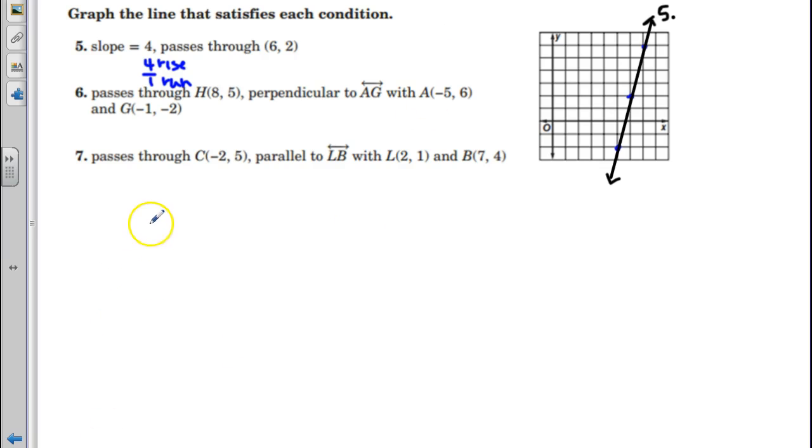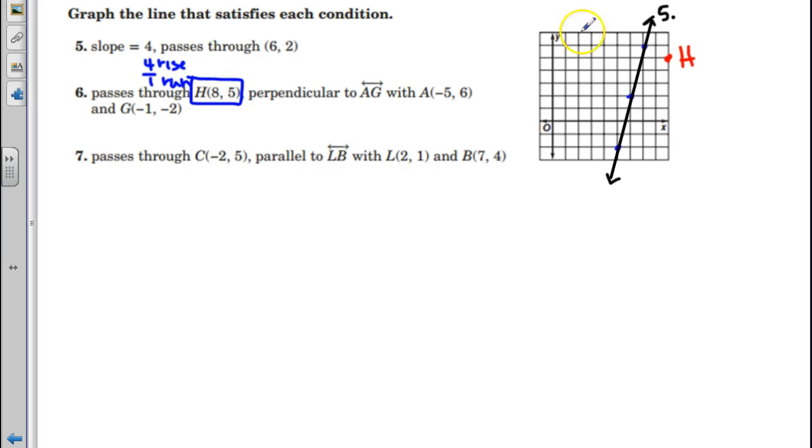All right, let's look at the next one. Probably just time for one more, and that's totally fine. Passes through 8, 5. So I know I have to start at 8, 5. Perpendicular to AG. And we have A is negative 5, 6, and G is negative 1, negative 2. All right, so I know where I'm starting. I'm starting at 8, 5. All right, so there's H. I know the line has got to go through that point.